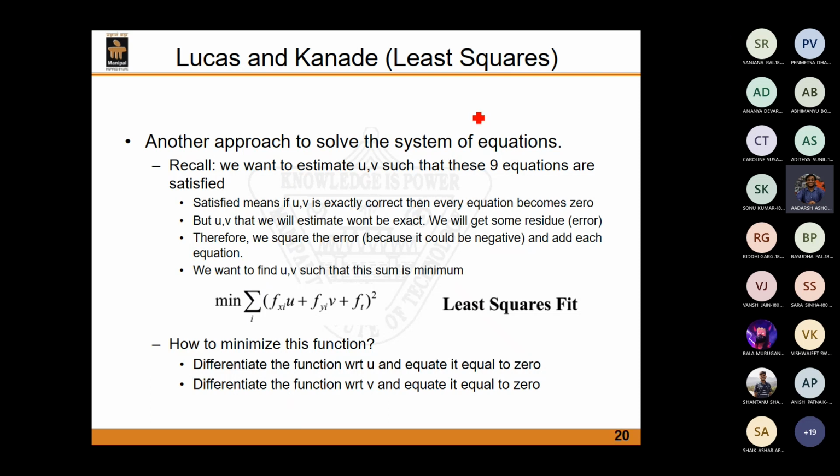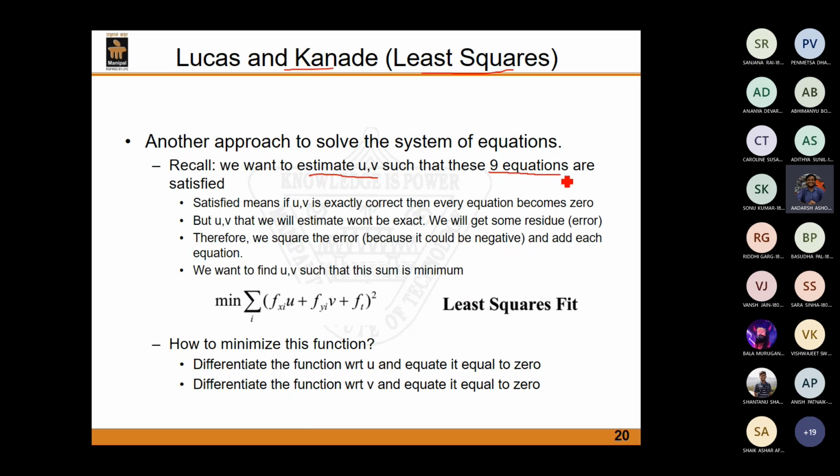Okay, so another method by which we can approach the same problem, or the same equation, of the Lucas and Kanade is using the least square minimization approach. Here, as we were discussing earlier, what we are trying to do is estimate u and v. And what we have here now is 9 equations, right?